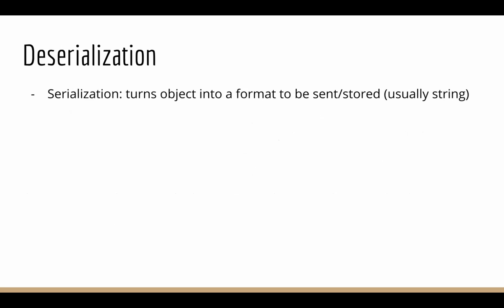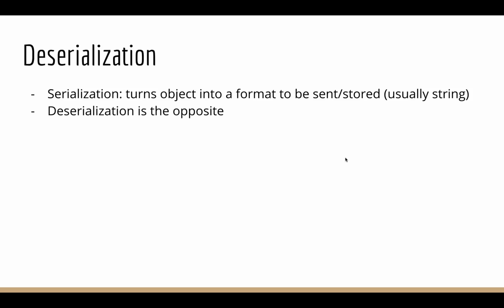Now, we're going to start with deserialization. Serialization turns a programmatic object into a format that can be sent or stored in a database. This is usually a string. And deserialization is the exact opposite.